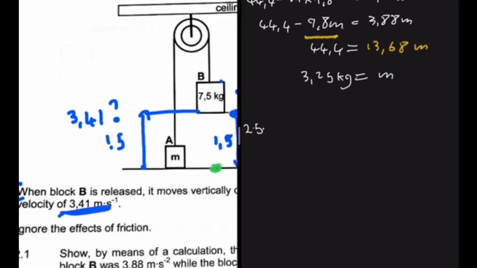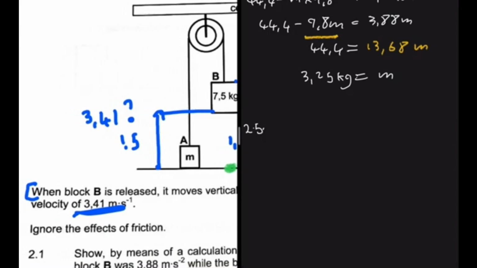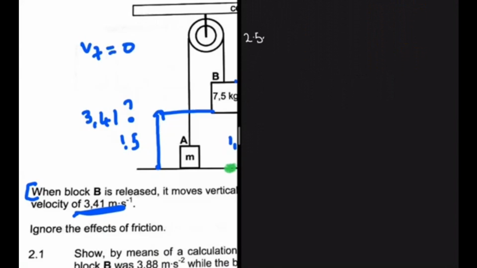and VF is not dependent on the mass. When we're using VF squared equals VI squared plus 2A delta Y, we have the velocity at that point. We want the maximum height above the ground, right? Another thing we have is VF, which is at the maximum height we're interested in. That VF is equal to 0, because at that point your object will no longer be going up. So if we find this height here and add it to the 1.5 we have, then we have the height of object A above the ground.